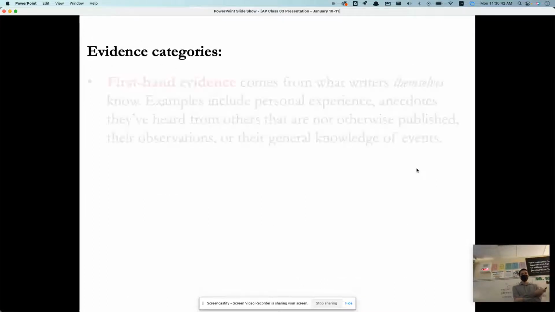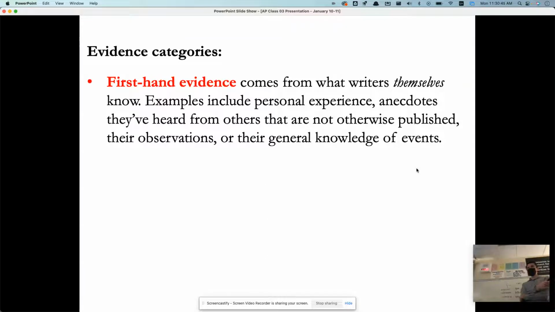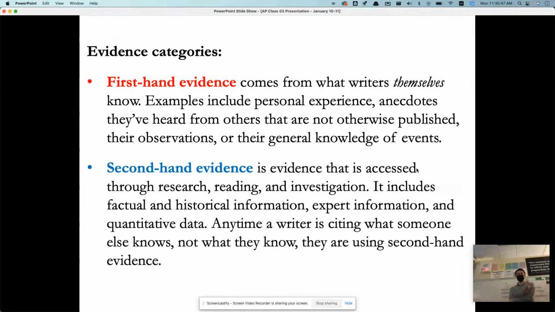Okay, so 2 categories of evidence: firsthand and secondhand. Firsthand evidence comes from what writers themselves know. It's personal experience, anecdotes, things they've heard from others, but that aren't otherwise published. Their friend told them something, or a group of friends told them a story of something that happened, and they're repeating that. Could also be somebody's general knowledge of events.